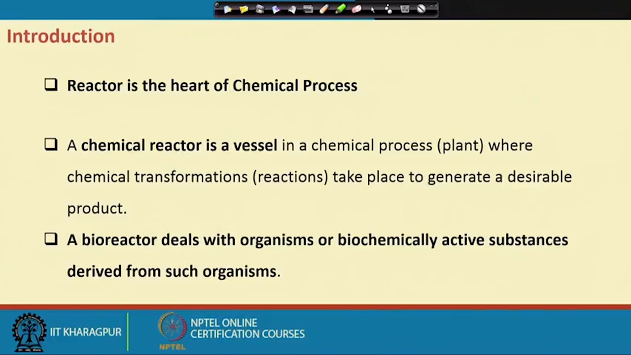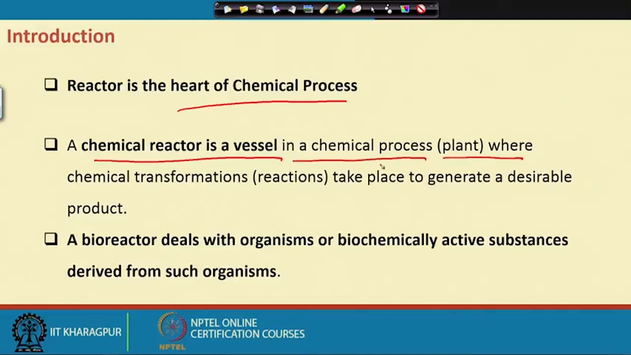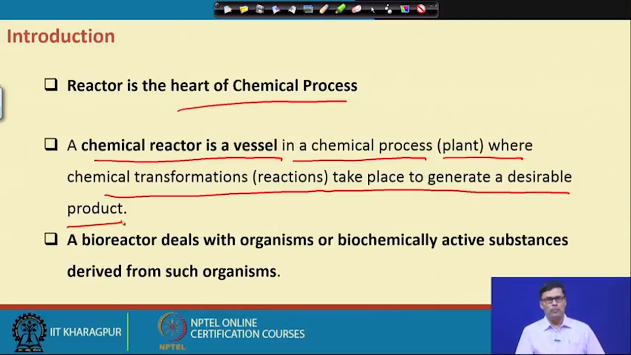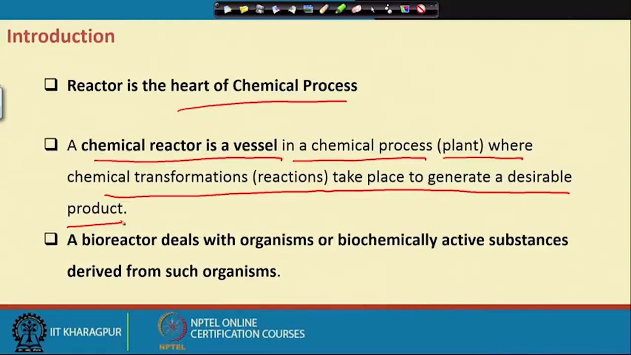So if you look here, the reactor is the heart of chemical processes, because it is where the reaction takes place, am I right? A chemical reactor is a vessel in a chemical process or plant where the chemical transformation or reaction takes place to generate the desired product. So it is very simple: the vessel in which the reaction takes place is called a chemical reactor.